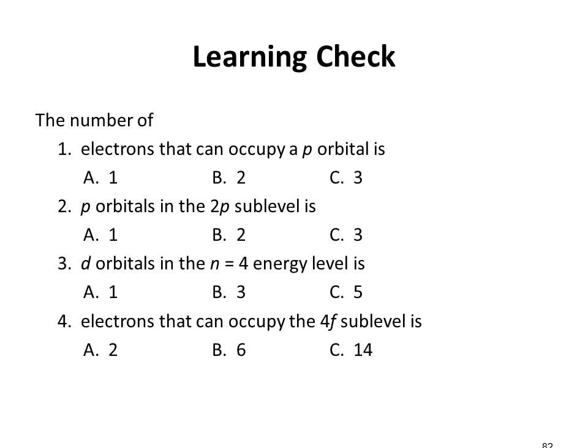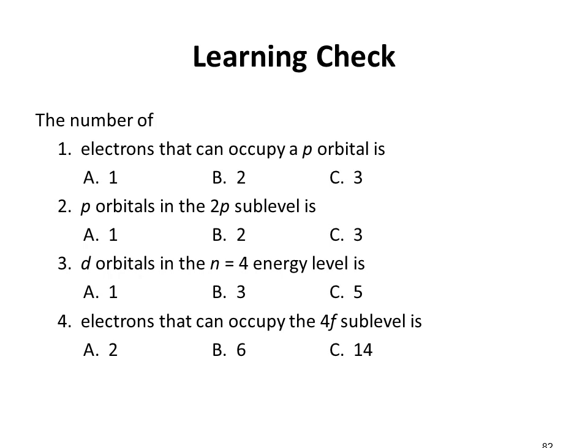Here it's asking us a variety of questions. Number one is asking us the number of electrons that can occupy a p orbital. No matter what type of orbital it is, it can only hold a maximum of 2 electrons. So this is going to be choice B. Number two is asking how many p orbitals are in the 2p sublevel. There can be the px, the py, and the pz, so that would be 3 different p orbitals. And so that's choice C.